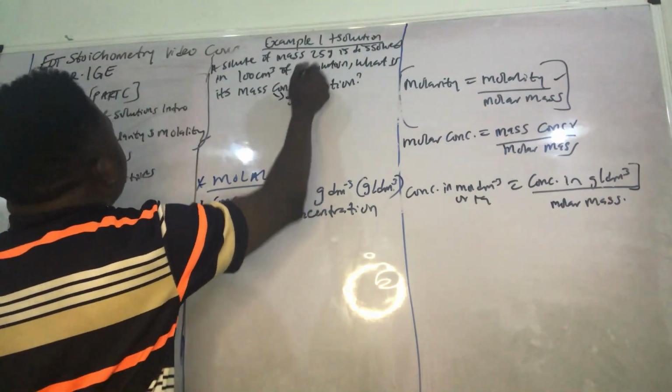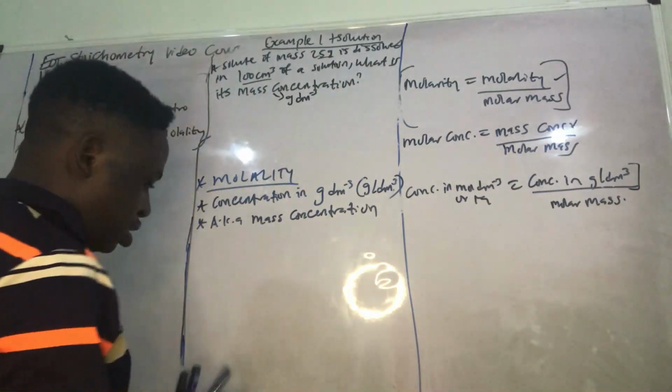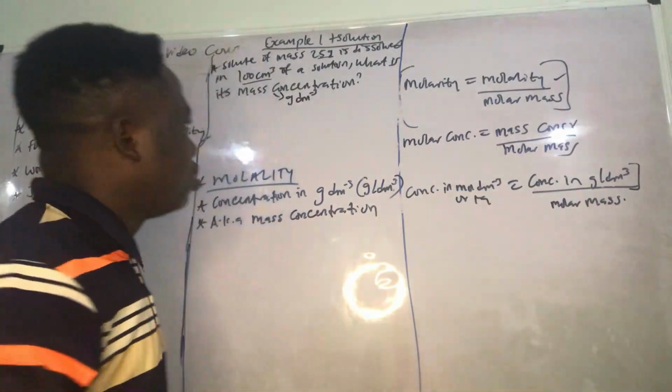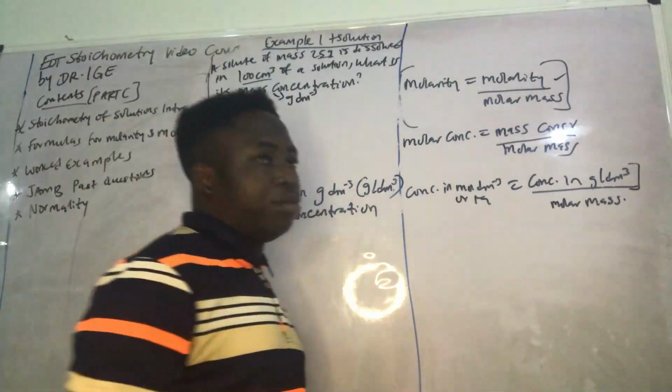If you look at this, we have gram and we have cm3. So it means you have to convert cm3 to dm3. I did not come here with my calculator. Okay, so you have to convert to dm3.